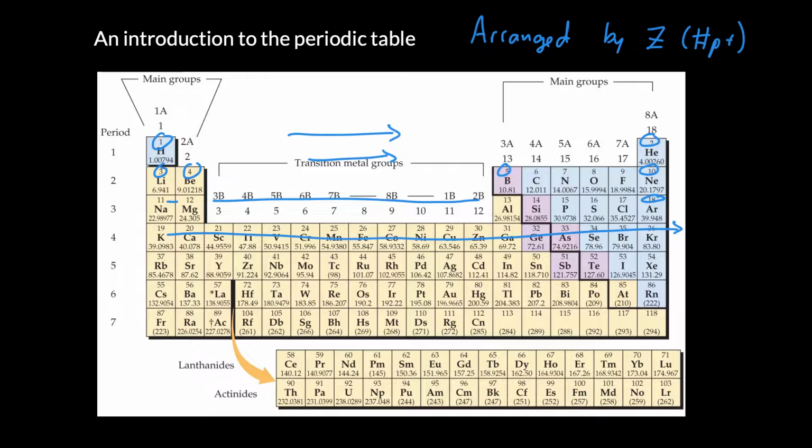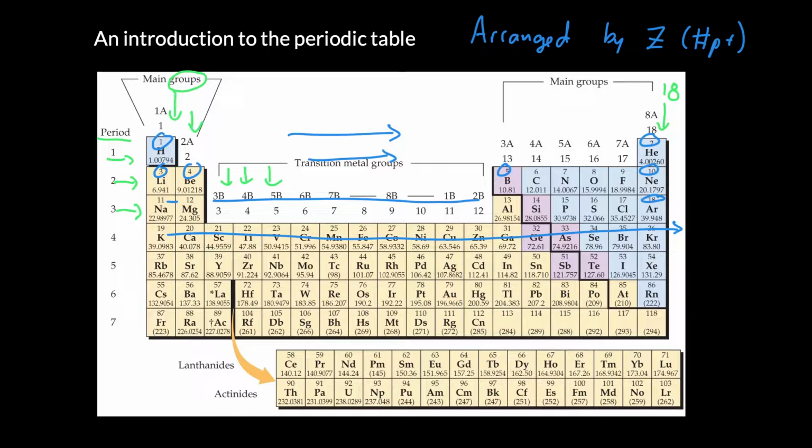The horizontal rows on the periodic table are referred to as periods, and we can see this is the first period, the second period, the third period, and so on. The vertical columns are referred to as groups, so these are groups 1 and 2 and 3 and 4 and 5, all the way to group 18. And so our textbook actually uses groups 1 through 18 now. This is actually the modern way of doing it.